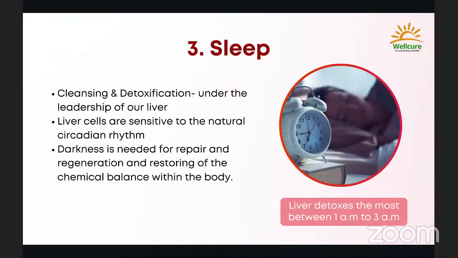Next slide. Sleep is the most important part of cleansing. So, what time do you sleep? Remember when we said liver is always active, but during night time, that's when the liver has time to clean up itself. So, cleansing and detoxification are the liver's job. Liver cells are extremely sensitive to natural rhythm. So, sleep is the most essential thing, and darkness is needed for repair and regeneration and restoring all the chemical imbalances that are within the body.